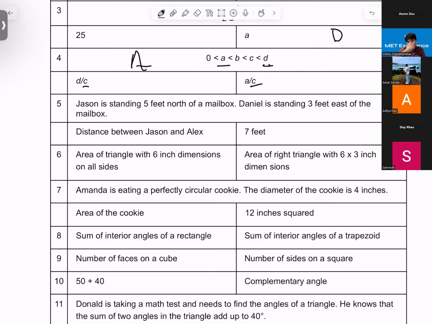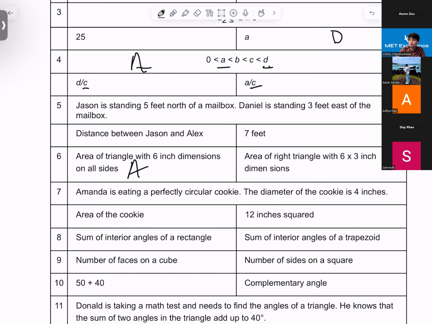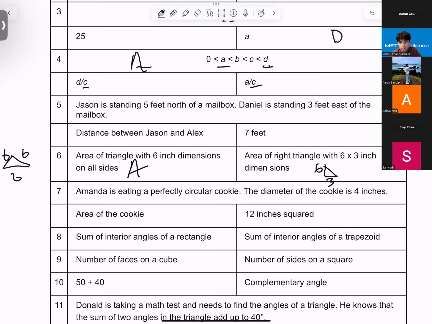All right, for 6, it's going to be A. For A, it's going to be an equilateral triangle like that with 6 on all sides, and here it's going to be a right triangle like that, 6, 3. And just by looking at it, you can tell. But if you remember the 1/2 base times height, you're going to get 9 because 6 times 3.